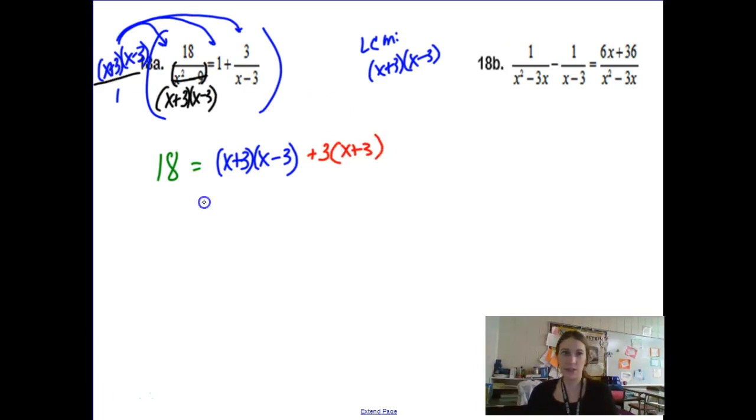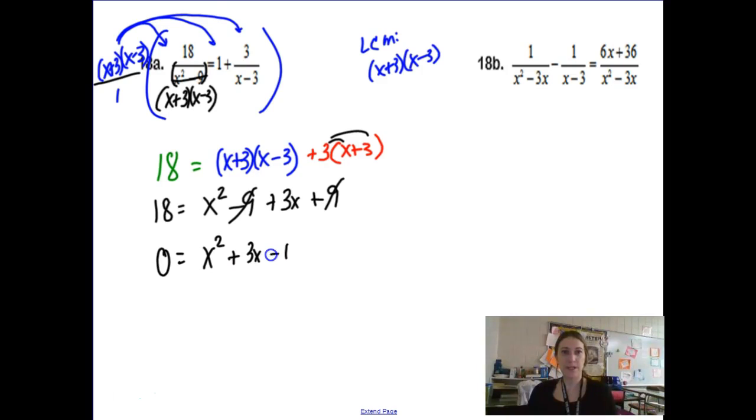Alright, so a little distribution, let's solve. 18 equals, let's see this term, oh that's nice, that's x squared minus 9. And then distributing this gives us plus 3x plus 9. So we do have a quadratic. These kind of cancel each other, but if I subtract the 18 over, I get 0 equals x squared plus 3x, now it's a minus 18. That's a pretty basic factoring. How about x plus 6 times x minus 3? And again, gotta solve. So I get x equals negative 6 and x equals positive 3.